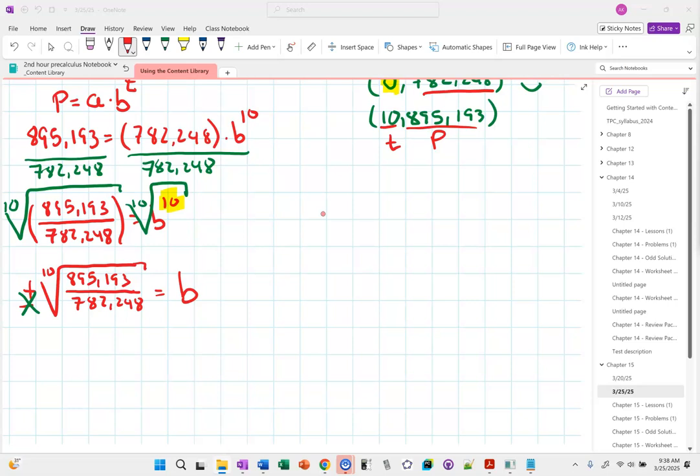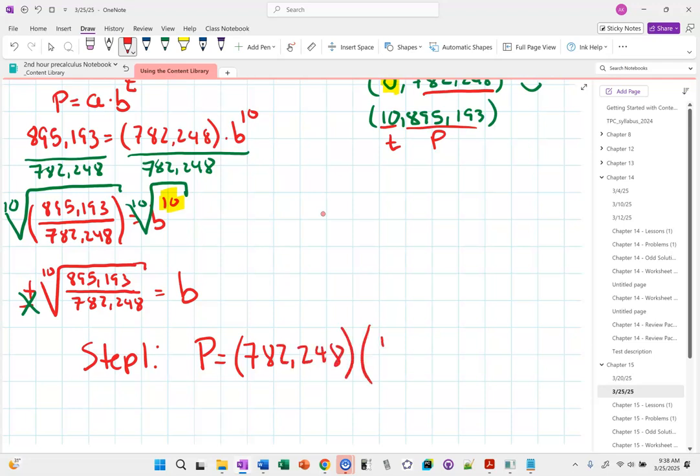So that's fine. So at the end of our step one, then, we have our equation. P is equal to 782,248 times the 10th root of 895,193 over 782,248, to the t. Everybody's okay with this as the end of step one?